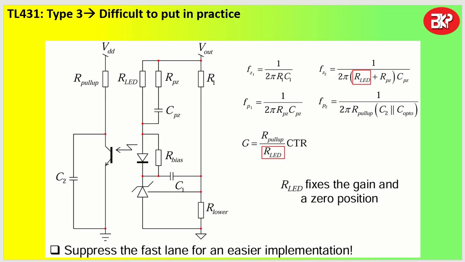There is another type of feedback circuit design, which is called type 3, but it is a bit difficult to put into practice. Basically, across this LED, I mean R LED, we are going to put an RC circuit, and designing this becomes a little bit tedious task. That's the reason we'll not take this into account. However, this can also be designed like this. If you want, you can calculate your zero frequencies and pole frequencies, and where your zeros and poles are lying in your system response.